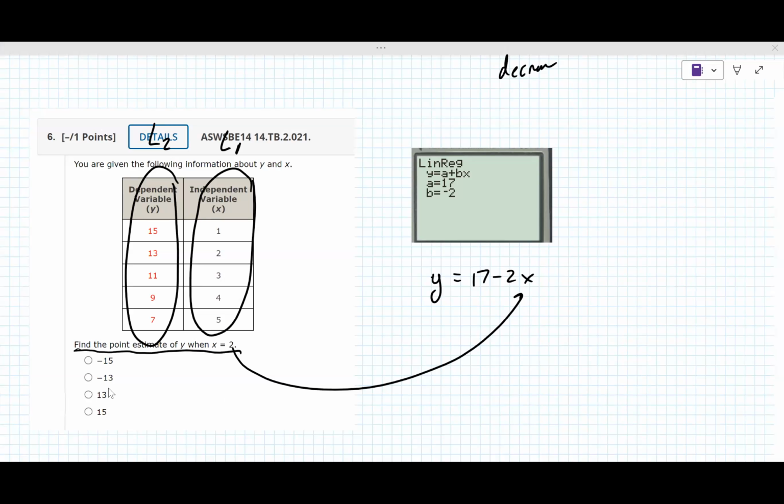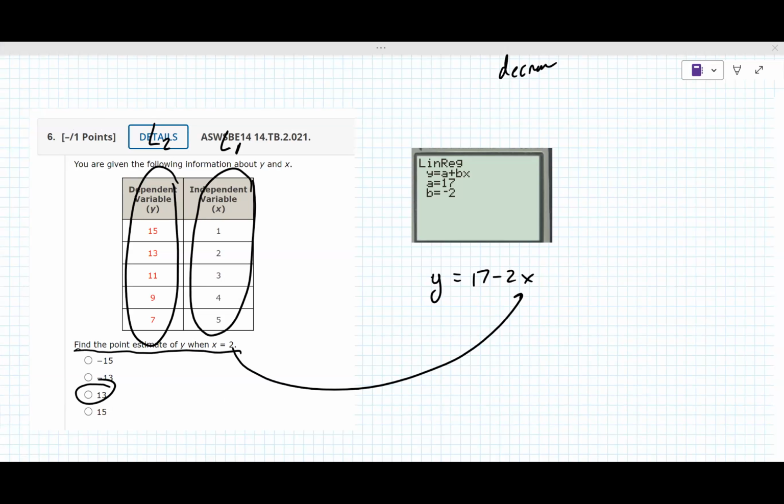Positive, yes, 13. Sorry, I was looking for your reference sheet here. Let me do a quick search: exam formulas. Okay. Any questions before we move on to number 7?